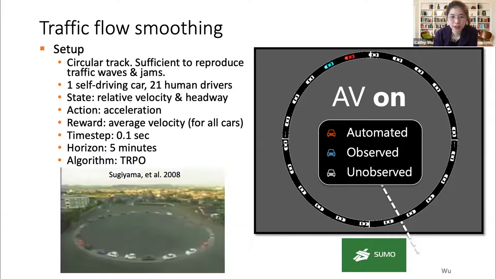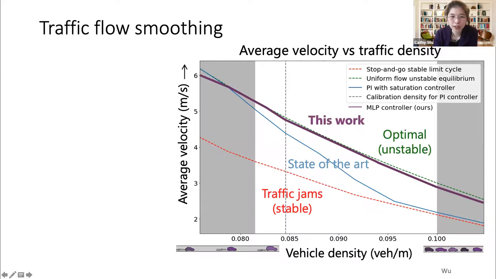If we take these results and plot them into a broader perspective, the x-axis is vehicle density. You can think of this as different numbers of vehicles on that ring, or different ring lengths or circumferences. The y-axis is the average velocity. The physics video that I showed corresponds to traffic jams, or a stable equilibrium of the system. As the density increases, the average velocity decreases, and this is where you have stop-and-go traffic. We can also compute, using control theory, this upper bound, which is optimal but an unstable equilibrium.